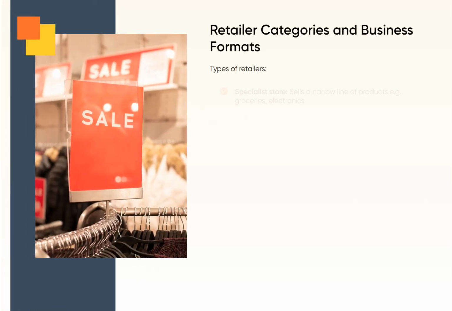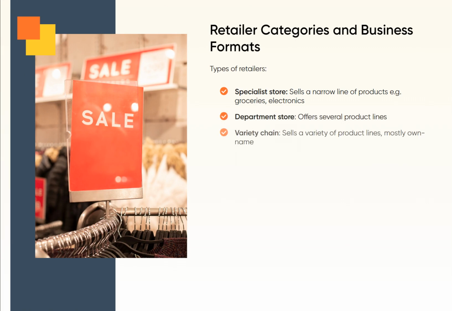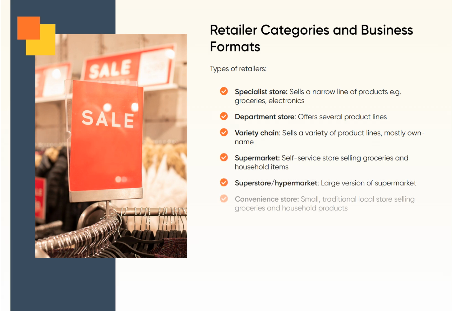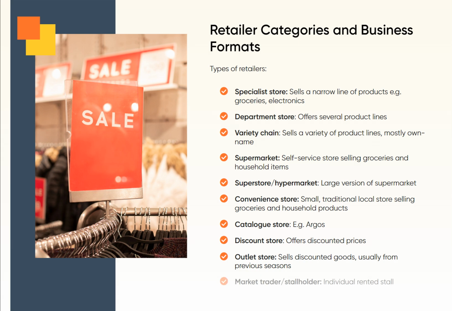Retailer categories and business formats. Types of retailers. Specialist store. Sells a narrow line of products, for example groceries, electronics. Department store. Offers several product lines. Variety chain. Sells a variety of product lines, mostly own name. Supermarket. Self-service store selling groceries and household items.